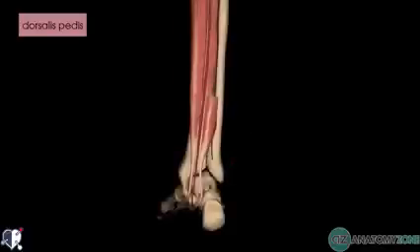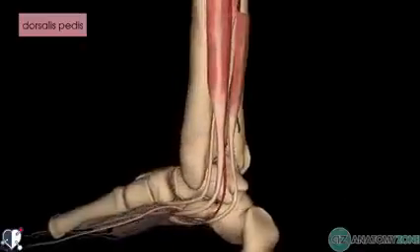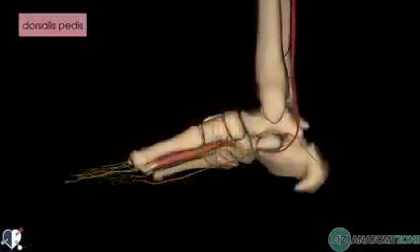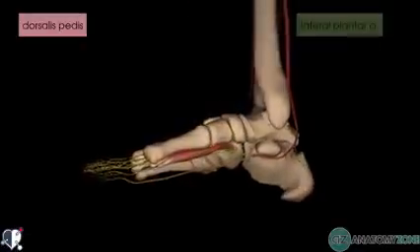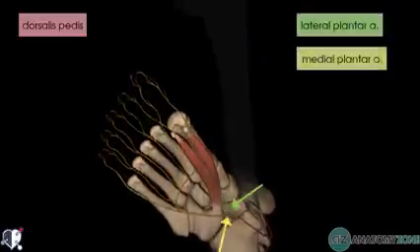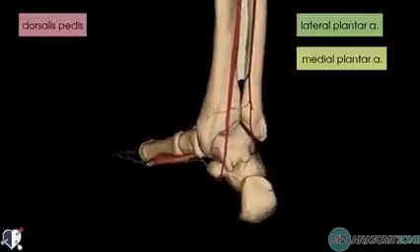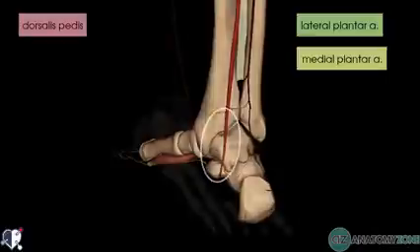The posterior tibial artery, on the other hand, enters the foot via the tarsal tunnel, winding behind the medial malleolus, and then it splits into the lateral and the medial plantar arteries, which are present on the plantar aspect of the foot. The posterior tibial pulse is palpable inferiorly and posteriorly behind the medial malleolus.